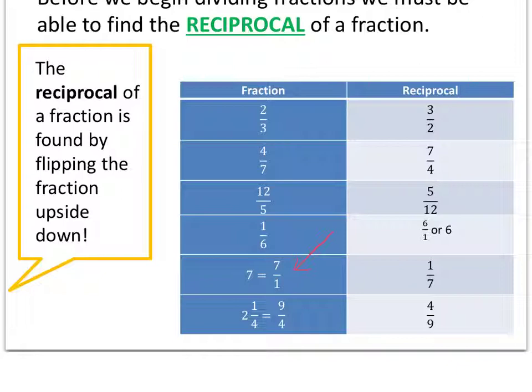And also we need to remember that if we are working with a mixed number, we'll need to first change that into an improper fraction, like this example here. Change it into an improper fraction and then flip it upside down to find the reciprocal.